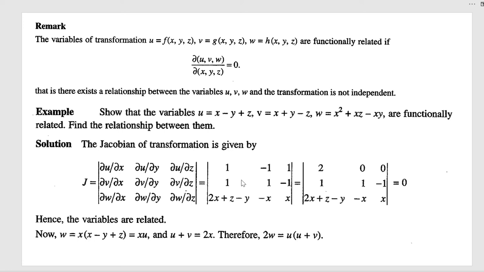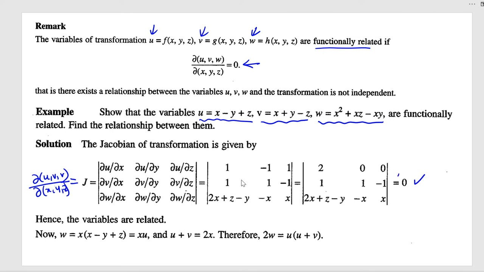So here is an example to try. Functionally related or not, whether these functions u, v and w are related or not, that is investigated by the Jacobian of these functions. For this particular example, u is this one, v is this one, and w is this one. So you try to find the Jacobian of u, v, and w with respect to x, y, and z. If this is non-zero, then we can say that these variables are independent.